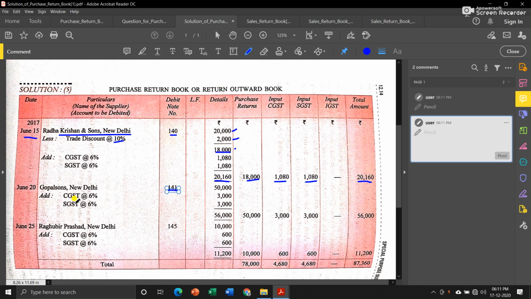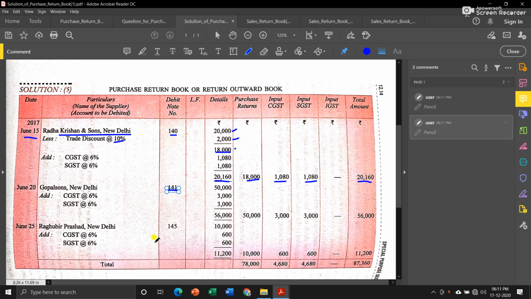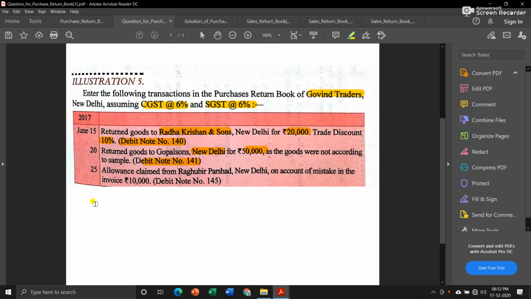Since they haven't mentioned any trade discount, you can see there is nothing mentioned about trade discount, we will not deduct trade discount. Directly we will go to the next step, that is adding CGST and SGST at 6%. So 6% of 50,000 is 3,000 each. After adding we got 56,000 as total amount. In purchase return column we will write 50,000, input CGST 3,000, input SGST 3,000, and at last in total amount we have 56,000.